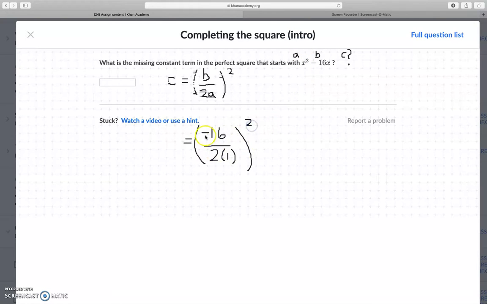And then once we do all of the inside of the parentheses, we'll square it. I know that 2 times 1 is just 2. Negative 16 divided by 2 is negative 8. If I'm going too fast, remember that you can always pause and rewind, okay? So inside of this parentheses, I got negative 8. Now negative 8 to the power of 2. That's negative 8 times negative 8, which is 64, okay? So 64 is the constant that, if we put it at the end here, completes the square.